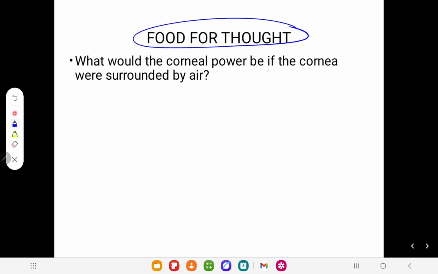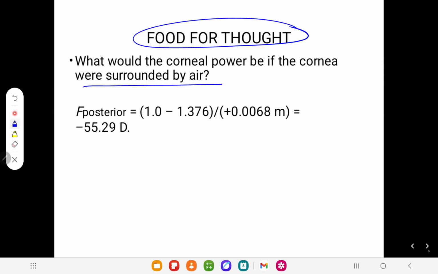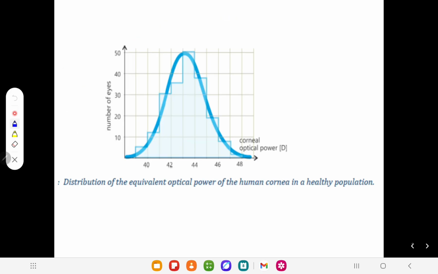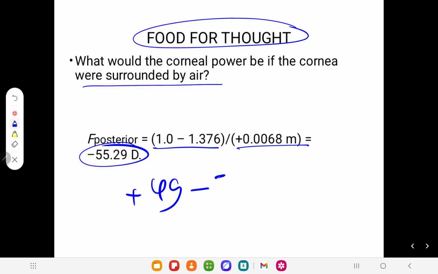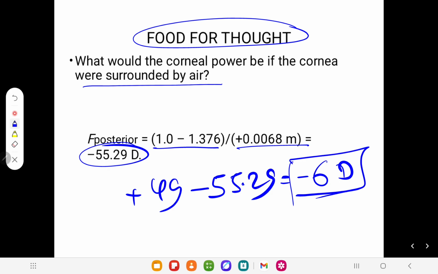So, food for thought. What would be the cornea power if the cornea were surrounded by air on both sides? See, if the cornea were surrounded by air on both sides, then the posterior surface power would be minus 55.29, so just consider 49 plus minus 55.29. What would be the power of the cornea? It would be around minus 6 diopters. But what we are considering now is a cornea power of plus 43 diopters.